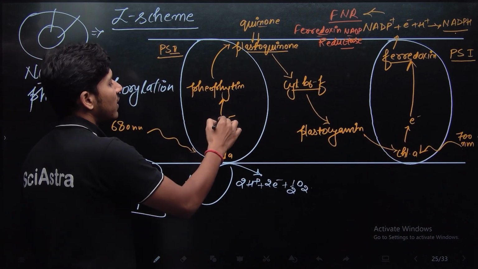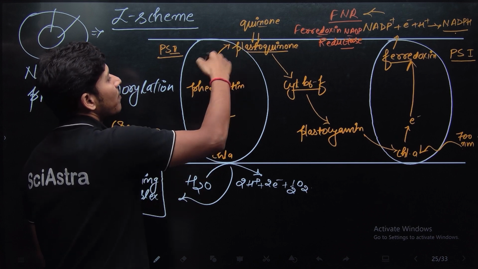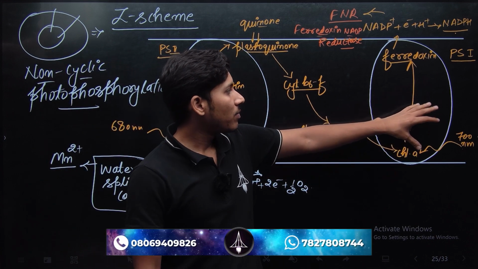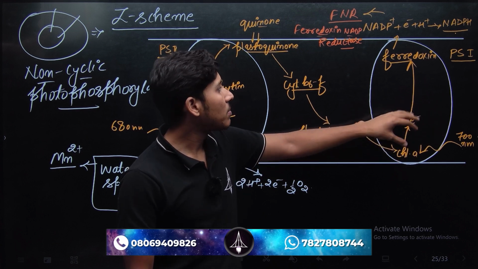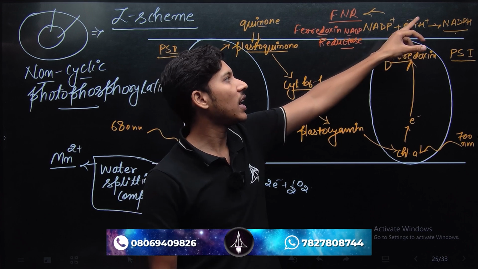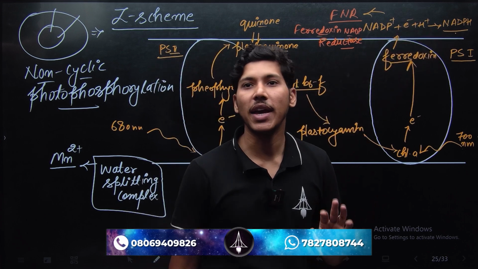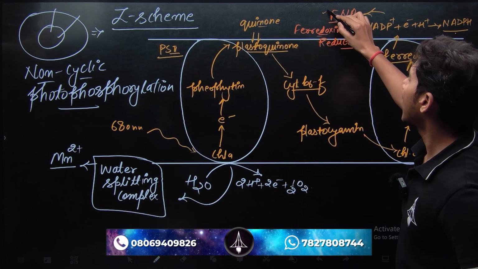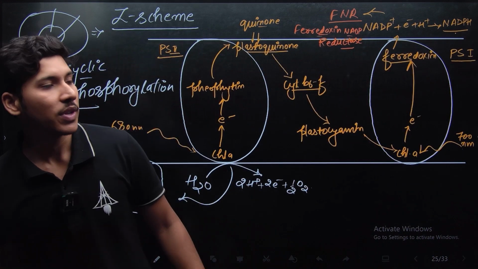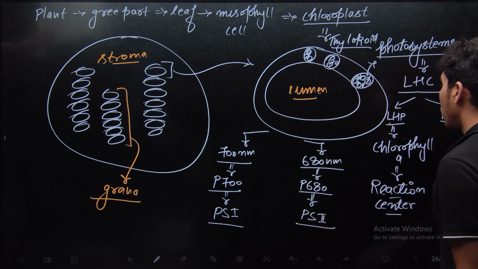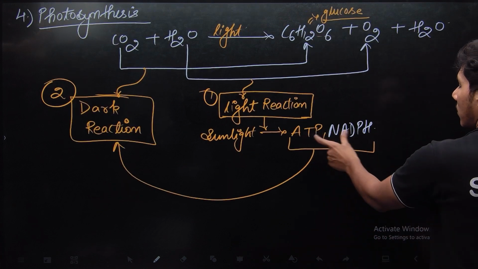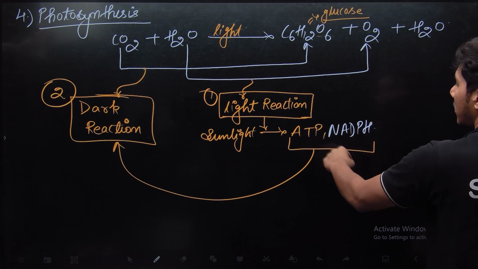And these electrons, once they are excited, are transferred to different electron carriers, but at the end it is accepted by NADP plus, which accepts one electron and one proton to form NADPH with the help of an enzyme known as FNR, or ferredoxin NADP reductase. So we are able to now produce one of the two energy rich molecules.